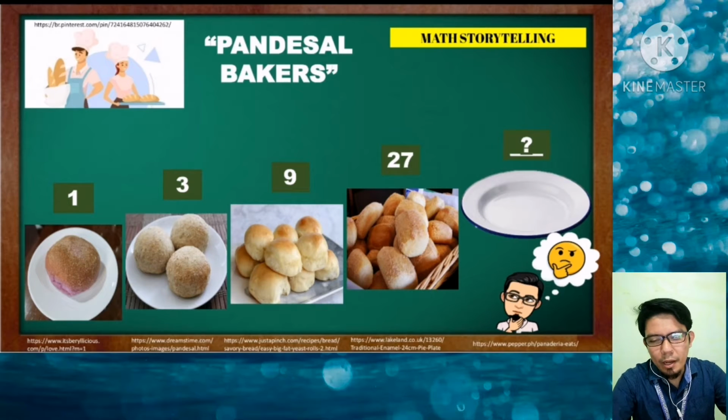Anna and Pepe are putting fresh baked pandesal on the plate. They put 1 pandesal on the first plate, 3 pandesals on the second plate, 9 pandesals on the third plate, 27 pandesals on the fourth plate. Now, if the pattern continues, how many pandesals will be on the fifth plate?